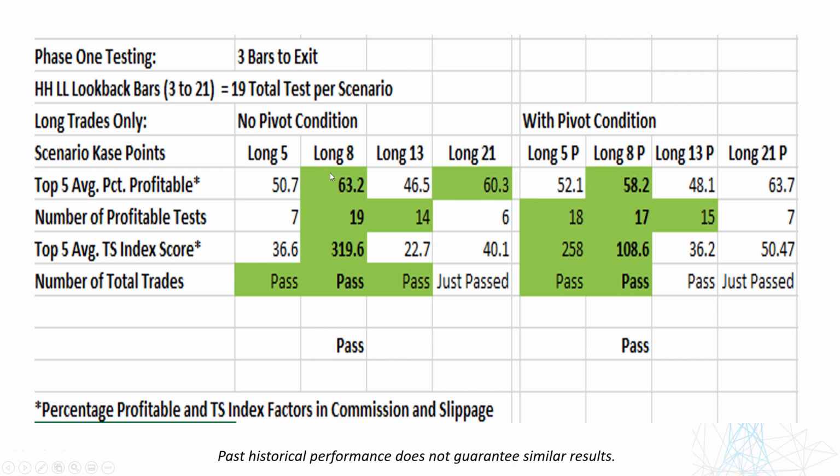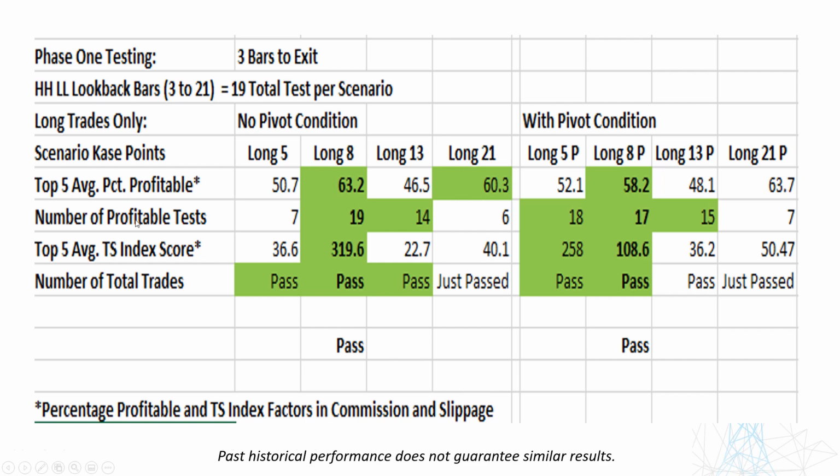This is without the pivot condition. With the pivot condition, it's pretty much the same. Long 5 was 52, long 8 was 58, long 13 was 48, and long 21 was 63%. So the top 5 optimized results with a 21-point Kase bar was right 63% of the time.